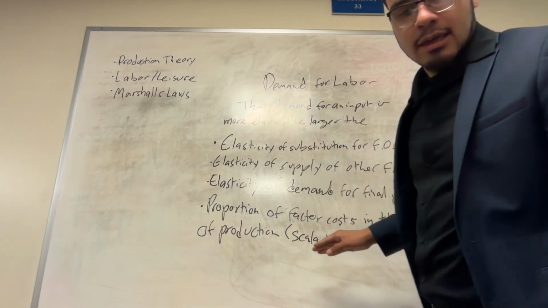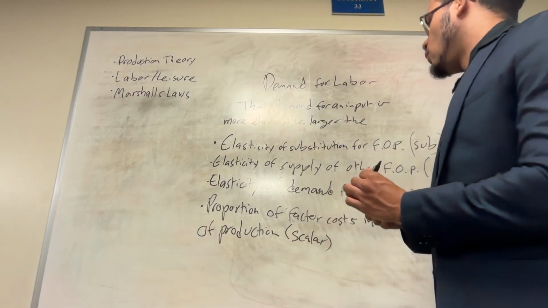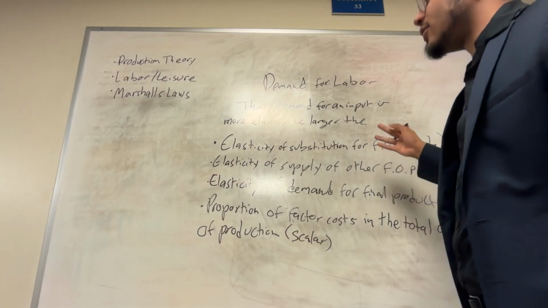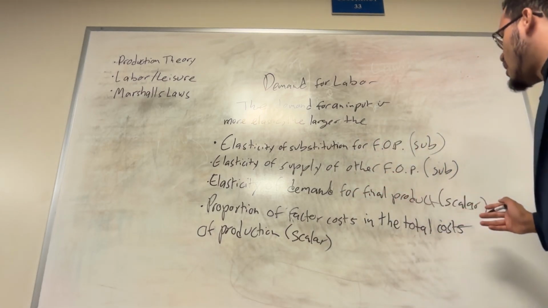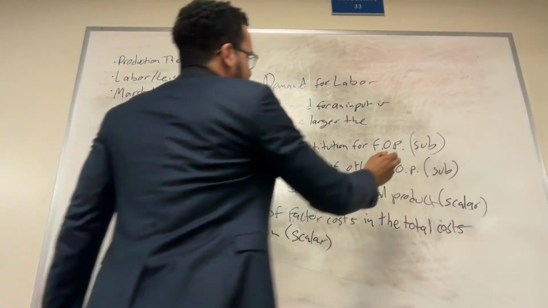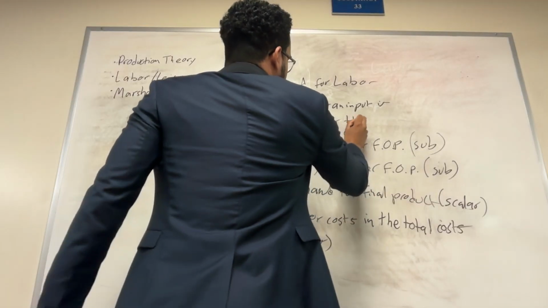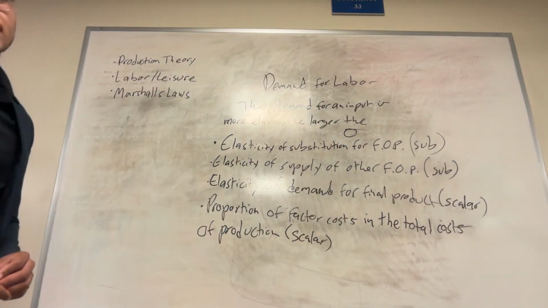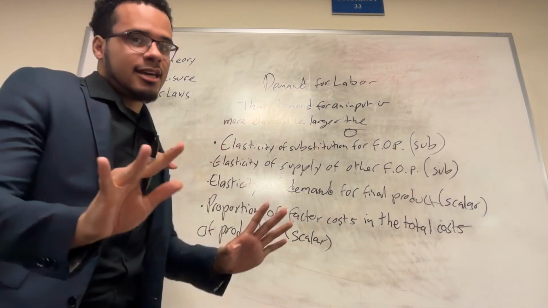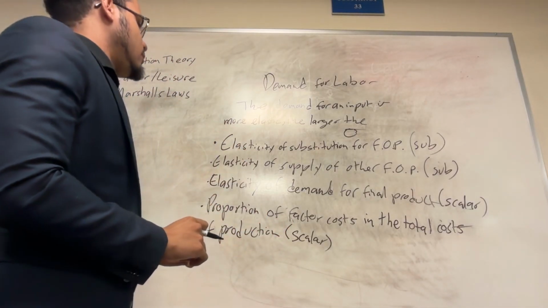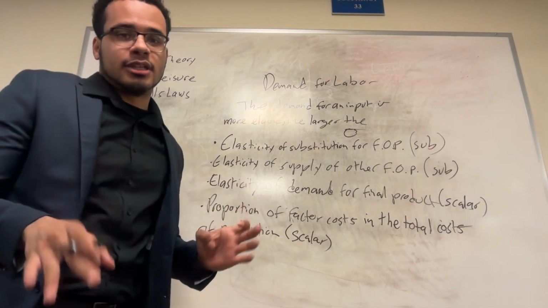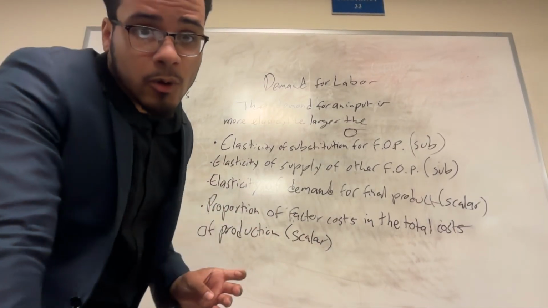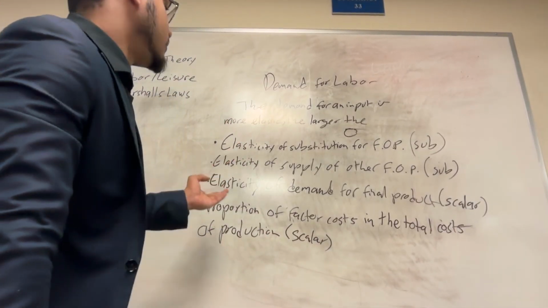One of Marshall's laws is that it depends on the elasticity of substitution for factors of production, which is represented by this symbol right here. This is the elasticity of substitution for factors of production. So essentially, if we're looking at labor, let's pretend the elasticity of substitution is very high for capital.